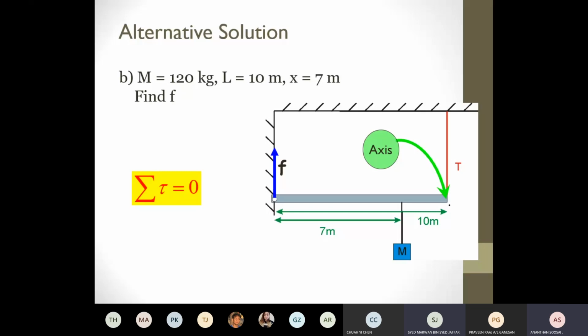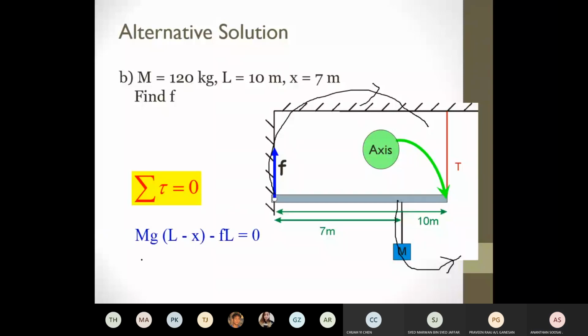But if you use this axis as a pivot, which force won't appear in the equation? The tension won't appear in the equation because you take the point under T as the pivot. So how's the equation going to look? The F creates what type of moment about this pivot? Clockwise moment. The weight creates anti-clockwise moment. So the moment caused by F must be the same as the moment caused by mg about this axis.